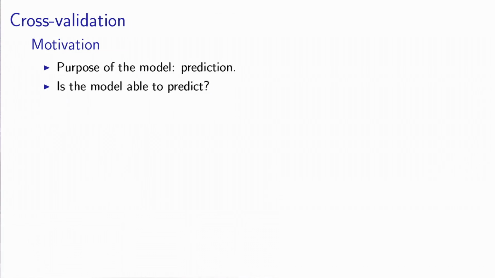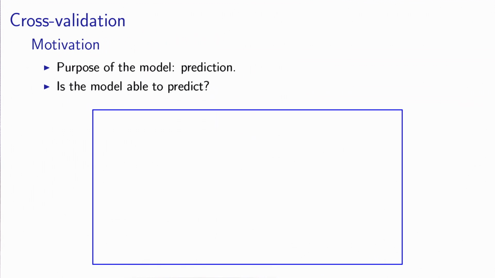So the motivation of doing out-of-sample validation, which is sometimes called cross-validation as well, is that because we are developing this model for prediction, well, we would like to check if the model is able to predict actually. So let's look at this rectangle as the entire sample.